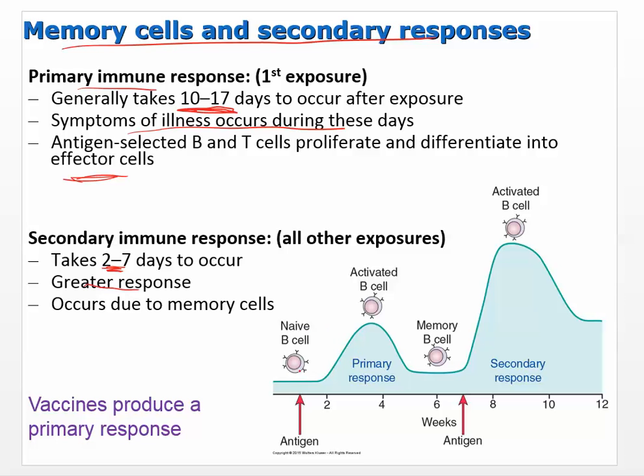So the primary response, which I have here, it says vaccines produce a primary response. When we inject a vaccine, okay, what we're doing is we're taking these antigens.